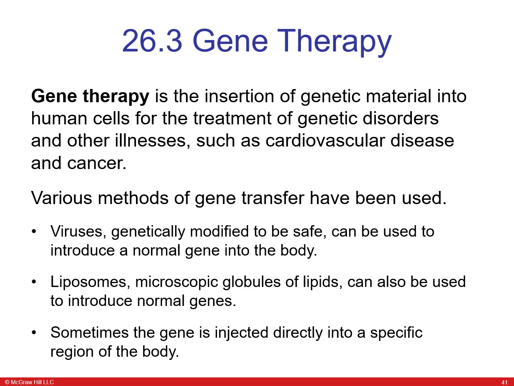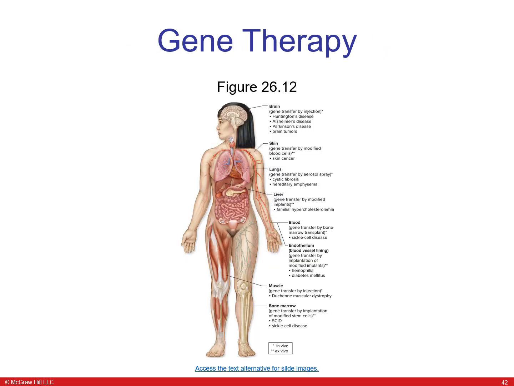Through biotechnology, we also use gene therapy. We're trying to cure genetic disorders. We use viruses and liposomes to put foreign DNA into cells. Sometimes the gene is injected directly into a specific region of the body. These are different gene therapy techniques and ways to deliver them. In the lungs, they use an aerosol spray, for example. Some people inject it right into the bone for the bone marrow. If you have muscles, you can inject it directly into the muscle cells.